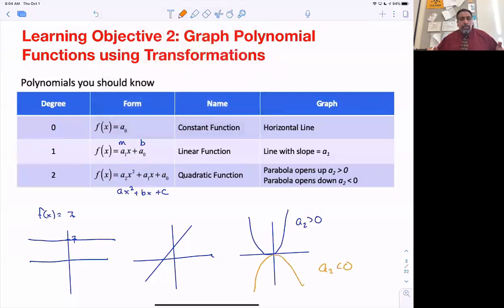So those are our basic first 3 polynomials you should all be familiar with. If you see a degree 0, horizontal line. If you see a degree 1, a slope line. And if you see a degree 2, it's going to be some kind of parabola. This is going to help us do our transformations.